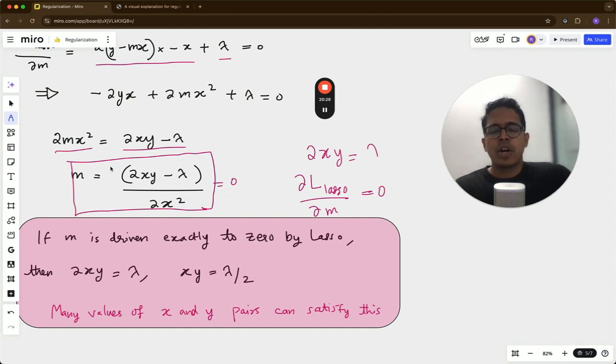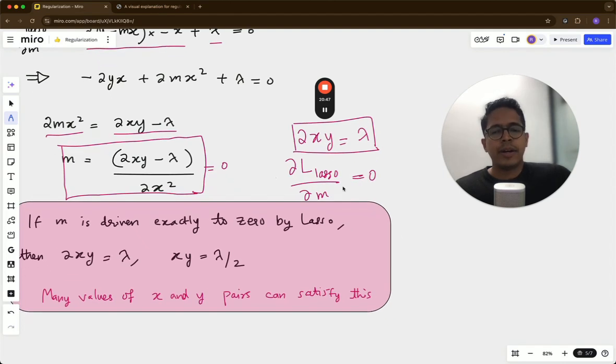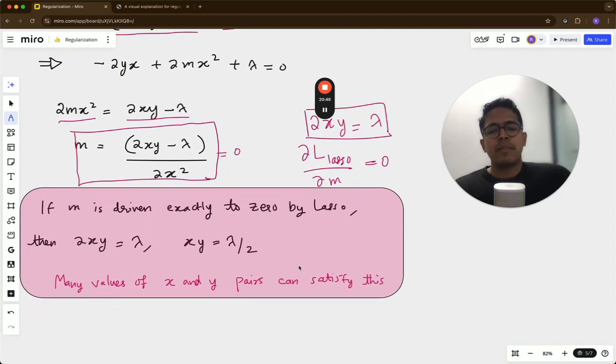So you are automatically optimizing the loss function when the model parameter is satisfying this condition, and the model parameter itself can be pushed to be exactly 0 if 2xy equals lambda. There are infinite combinations of xy equal to lambda by 2. You can find many xy pairs that can satisfy the condition xy equal to lambda by 2.